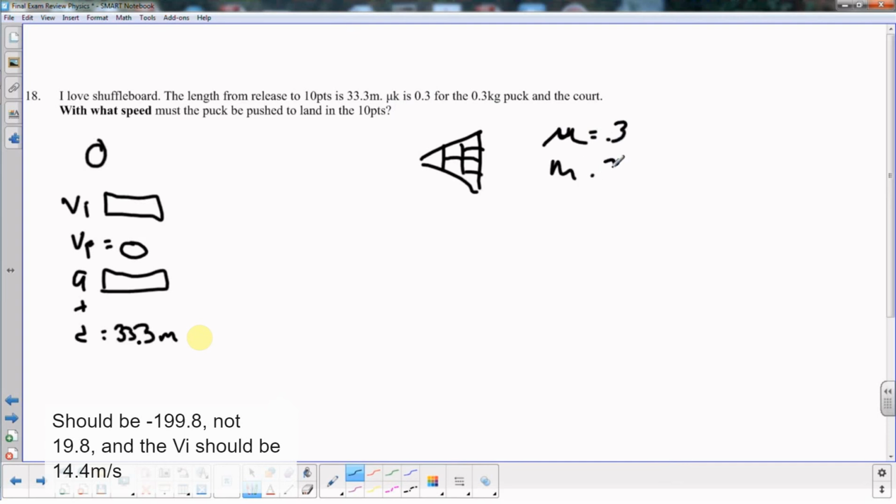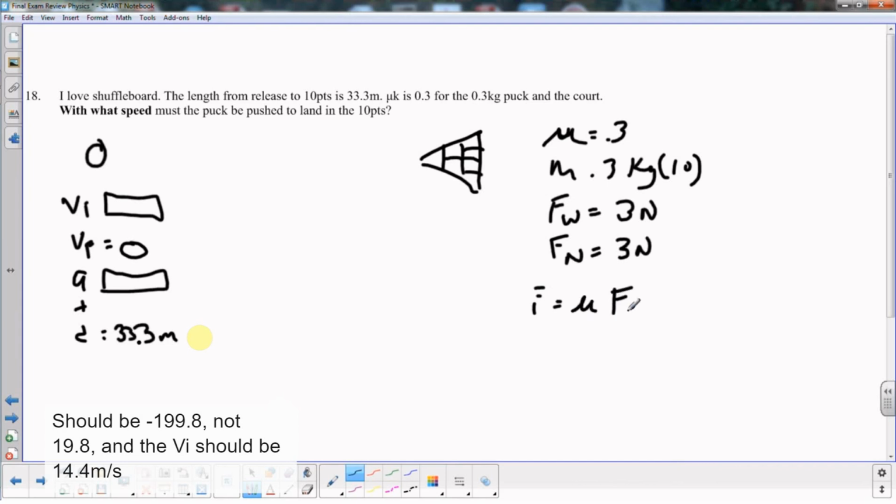We know that mu is 0.3 and the mass is 0.3 kilograms, which means the gravitational force, the weight force, is 0.3 times 10. So our weight force is going to be 3 newtons. Now every puck has 3 newtons going down, which means it also has a normal force of 3 newtons going up. Hope that makes sense. So the question is, how much friction can we generate from the puck? Ff equals mu times normal force, which is 0.3 times 3.